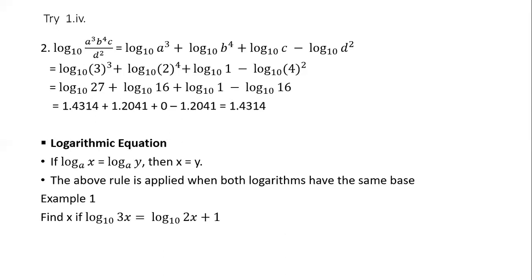Now the property is saying that if log base a of x equals log base a of y, since the logs have the same base on both sides, log base a, therefore the numbers must also be the same. So if you have log base a of x equal to log base a of y, then x must be equal to y.